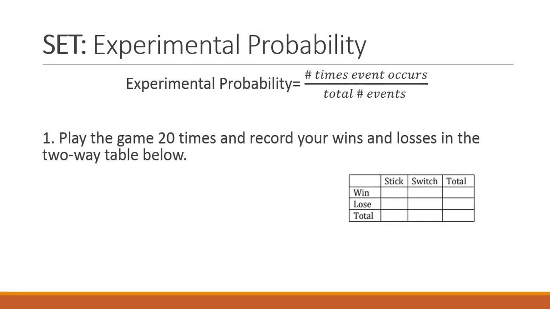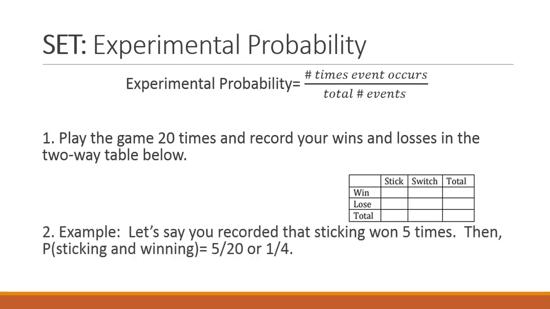You're asked to record how many sticks and how many switches you get playing the game. For example, let's say you recorded that sticking won 5 times. Then the probability of sticking and winning would be 5 out of your total, which is 20, because we played the game 20 times. Or, in simplest form, that would be 1/4.